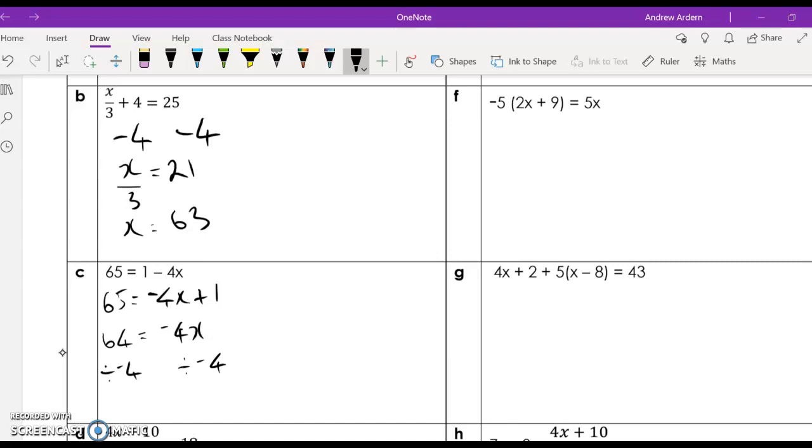Have I done that right? Yeah. 40, 15, 16. And so I'm going to have minus 16 on the left and x on the right. You would turn it around and write the answer as x equals minus 16.